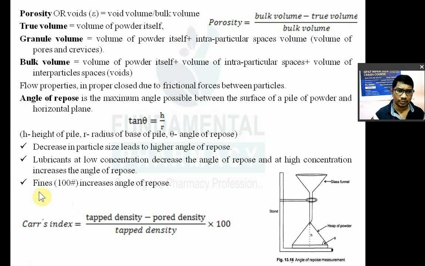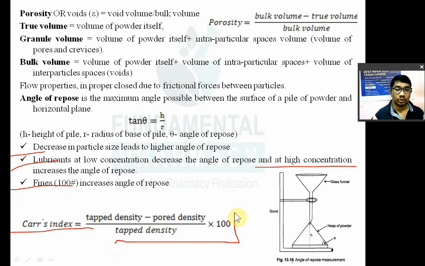Remember angle of repose of powder. Okay. So a decrease in the particle size will lead to an increase in the angle of repose. Lubricant at a low concentration will decrease the angle of repose, and at a higher concentration will increase the angle of repose. Now if you add fine particles to the powder, that will increase the angle of repose. Carr's index is nothing but the tap density minus pore density divided by tap density, into 100.